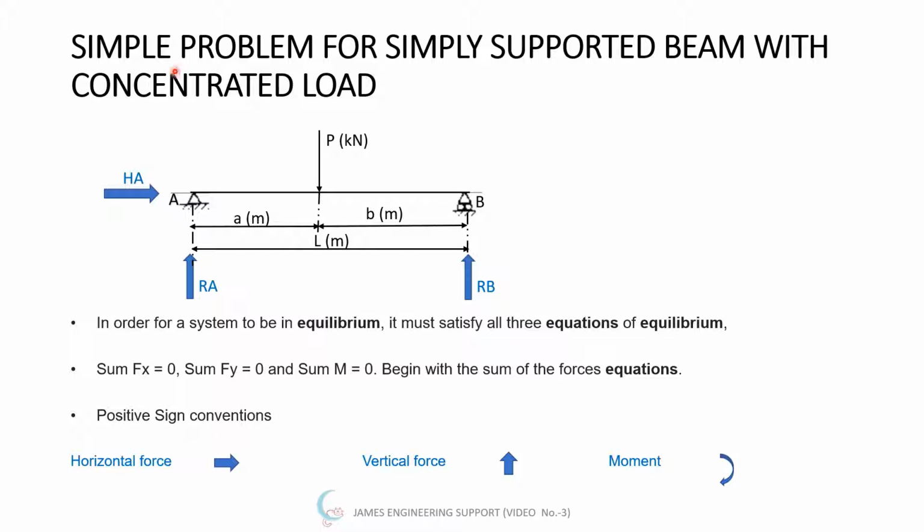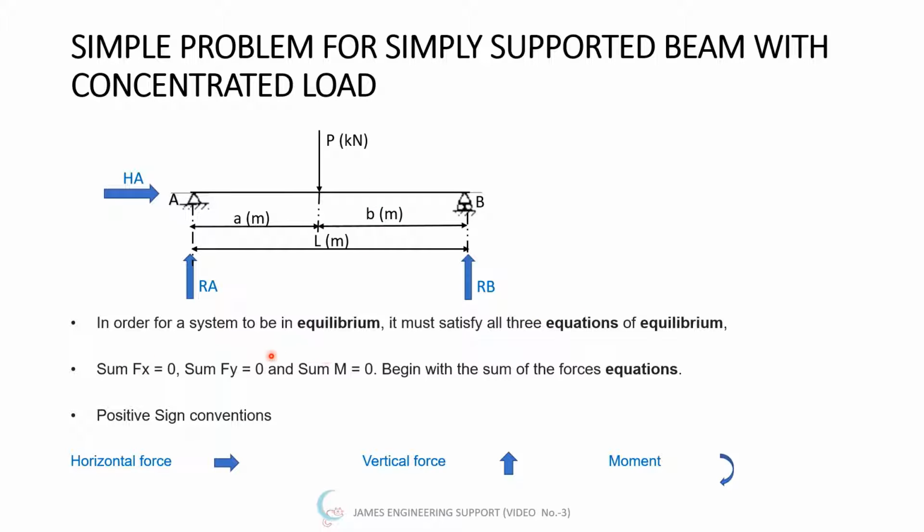So let us start with the simple problem for the simply supported beam with the concentrated load P acting on the beam of length L. Here at A we have a hinge support, at B we have a roller support. Load P is acting at distance a from the hinge support. From the roller support, P will be acting at distance b.